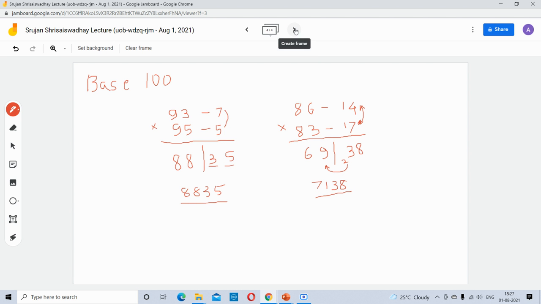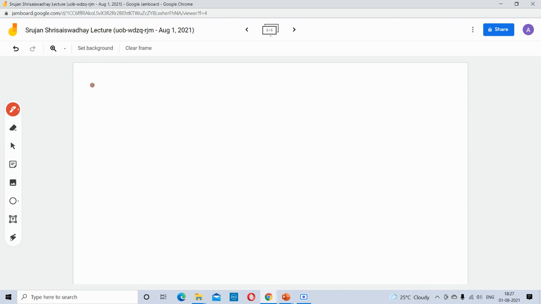So now you can take the example of base of 1000. So this is the example you are going to take now. Base of 1000. Let us take the example 888 into, let us consider, 997. Now solve it by this method.